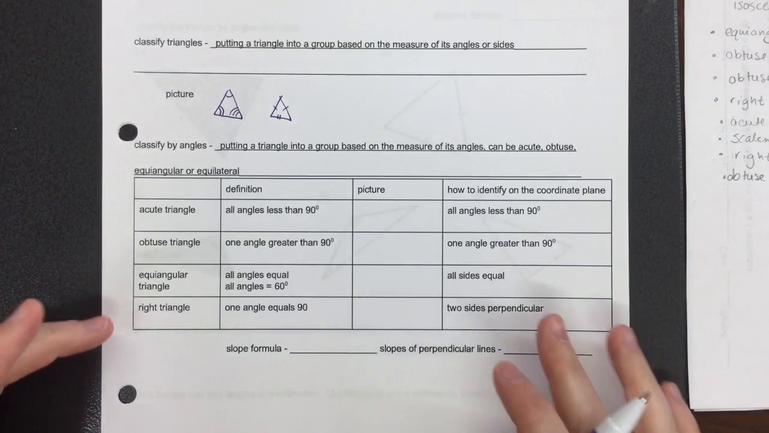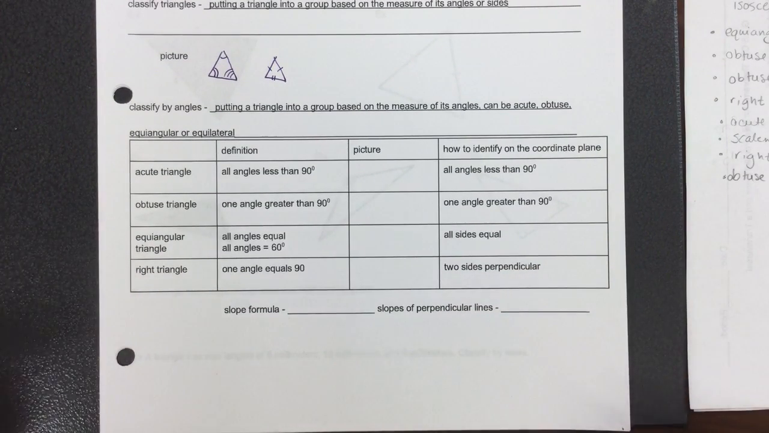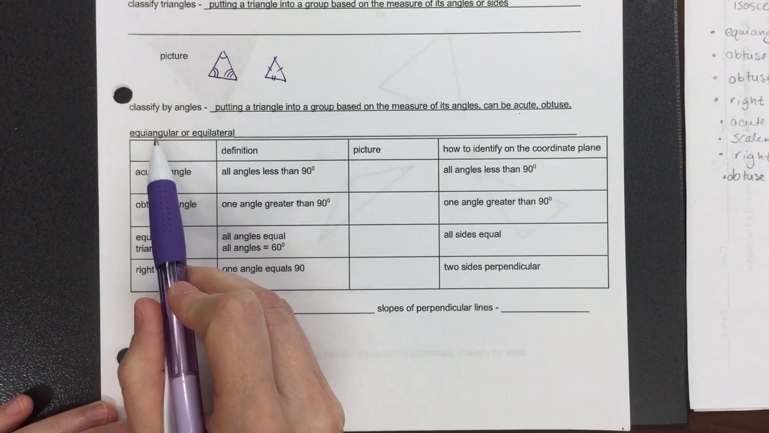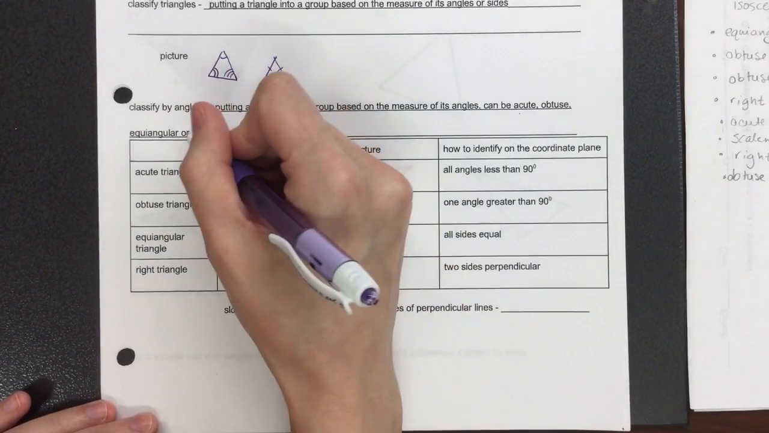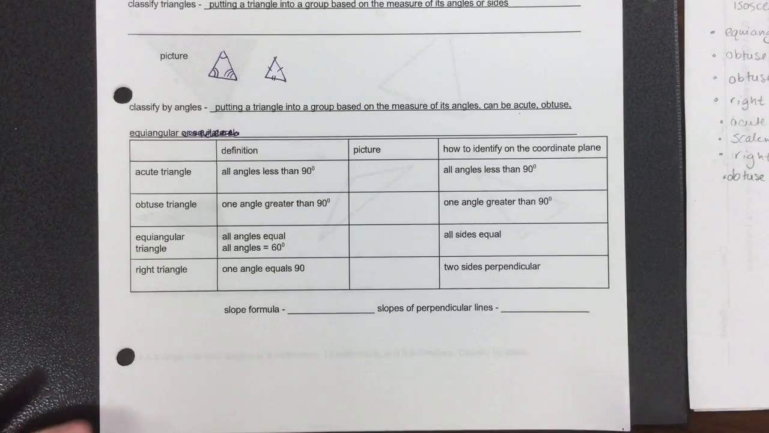So to start off with, we'll start by classifying by angles. And when you're classifying by angles, you're going to put that triangle into the group or give it a name based on the measures of its angles. And the three that we're looking at is acute, obtuse, equiangular, or a right triangle.